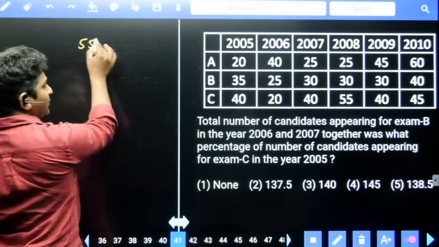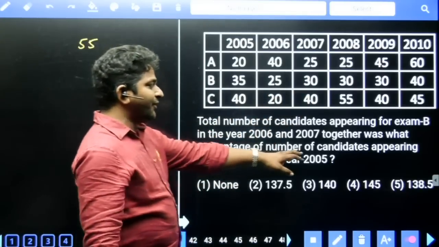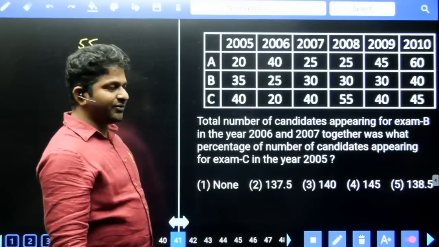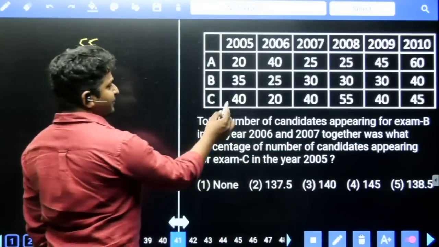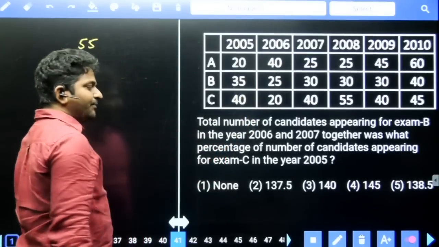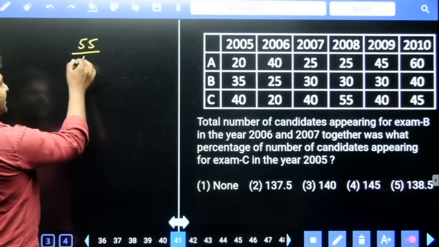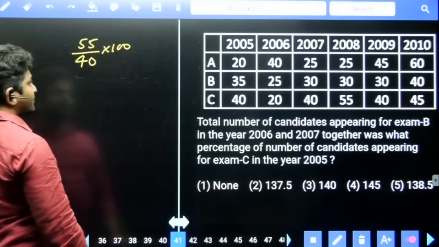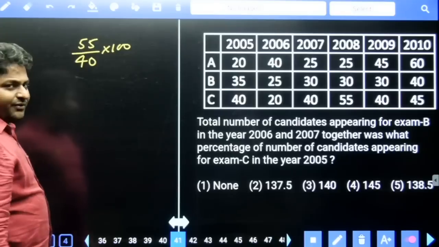Together 55 was what percent of number of candidates appearing for the exam C in the year 2005. In the year 2005, exam C candidates are 40. So with respect to 40, that is equal to what percentage? That's what you're asked to calculate. Now you can go for direct simplification, that is one way.